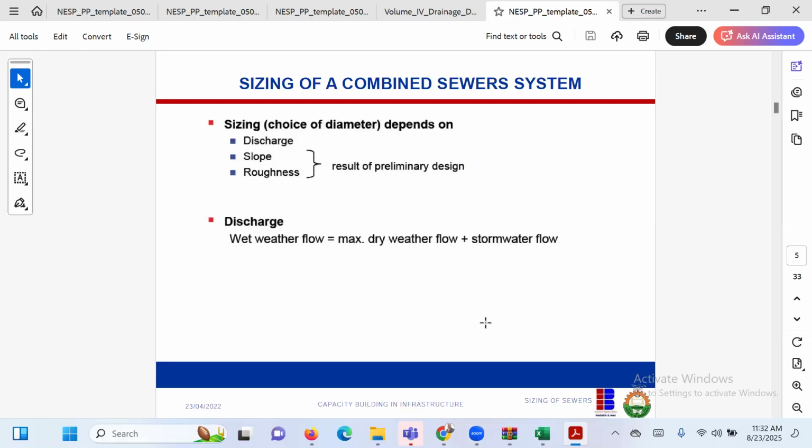So in designing a sewer system, how do you choose your pipe? The size of your pipe depends on the discharge, it depends on the slope, it depends on the roughness of the pipe material you're using. I think we've all done this before. For a combined sewer, the wet weather flow is where you combine the dry weather flow and the stormwater flow.